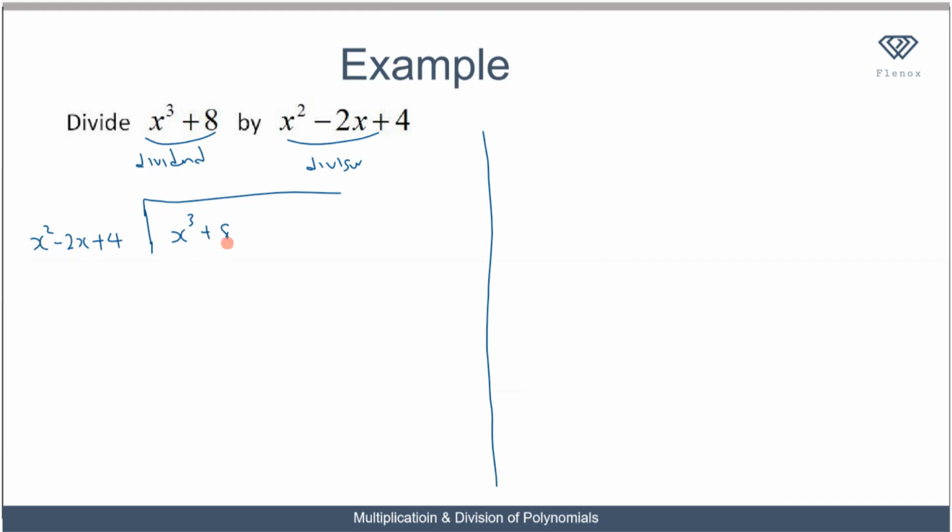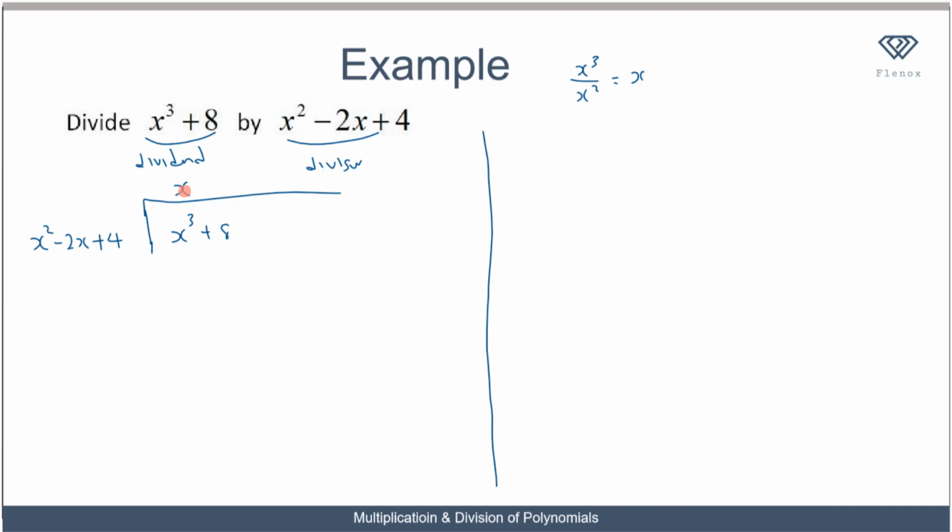The first thing you have to do is to look at this first coefficient, which is x cubed, and ask yourself, looking at the divisor, what would I multiply by this divisor to get a term that is x cubed. Another way of thinking about it is dividing this first term by the first term in the divisor. I have x cubed divided by x squared, and that equals x. So I know that if I multiply this term by x, I'm going to get x cubed. So I write x up.